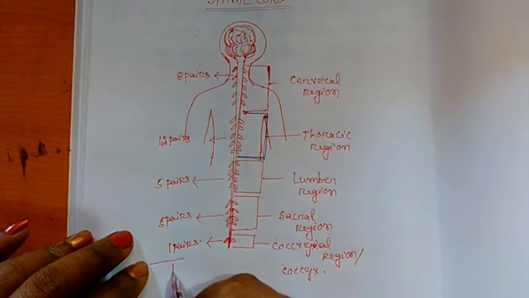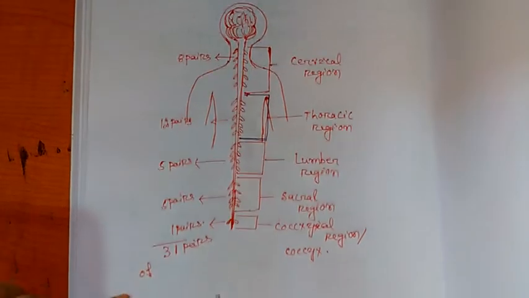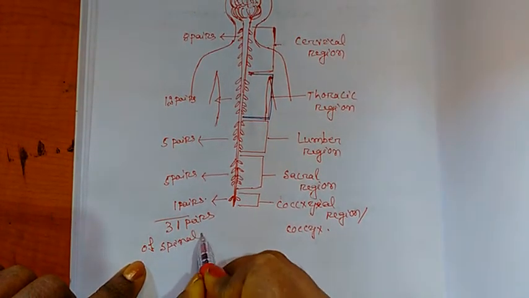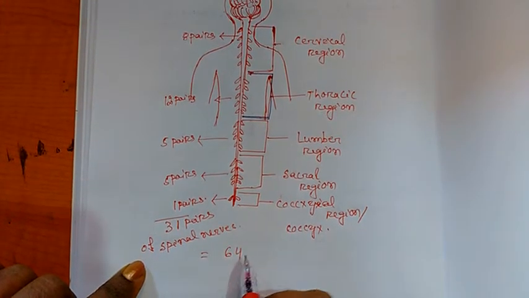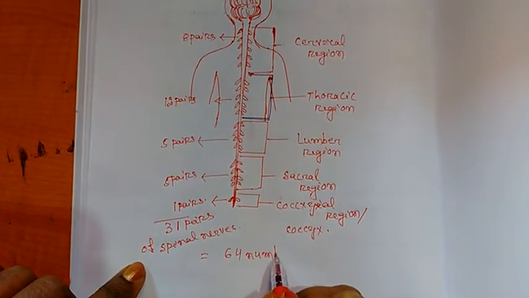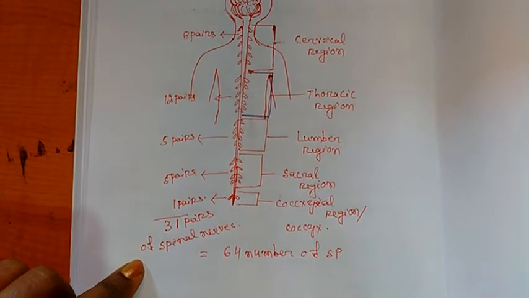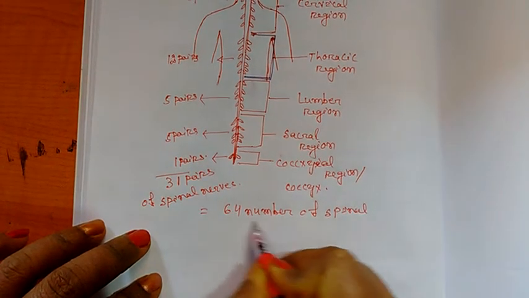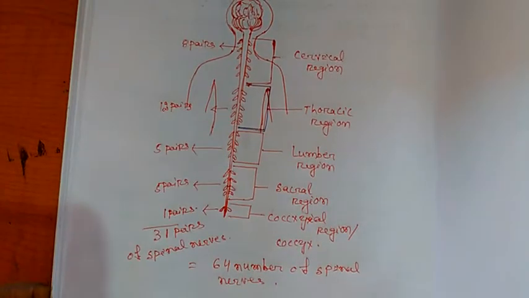spinal nerves, equal to 62 spinal nerves present in a human being.